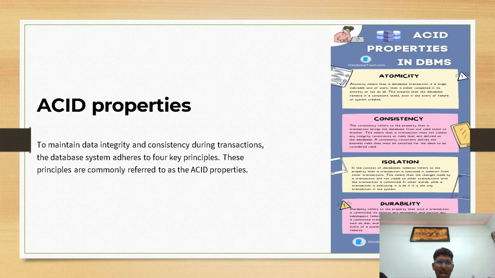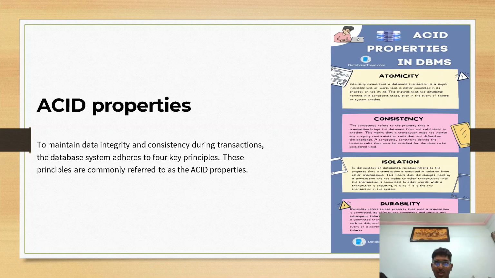Now, ACID properties. Basically, ACID properties are used to maintain data integrity and consistency during transactions. So, what are ACID properties? A stands for atomicity. Here, it means that either the transaction will occur or will not occur at all.